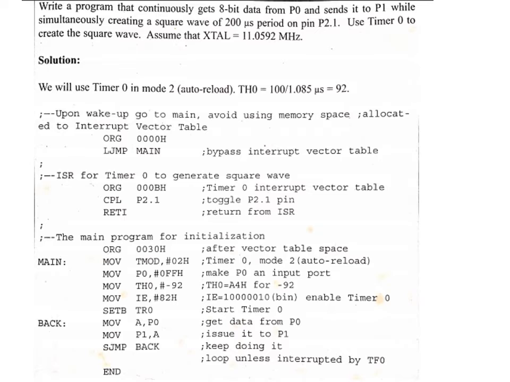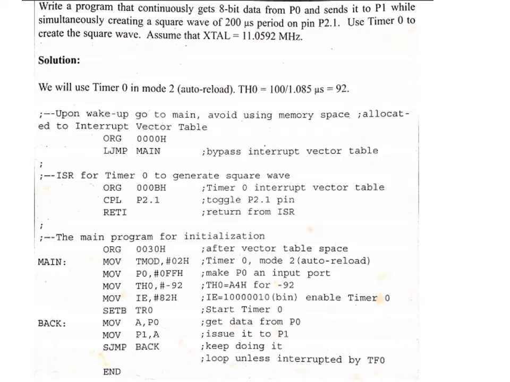Okay, and here we have to see first which interrupts are being used. Just a timer interrupt is used for generating a square wave, and you should not get confused with the question. It is said that from P0 we are sending the content to P1. We are not using serial communication here. If we were using serial communication, it would be mentioned in the question that the data is transmitted serially or received serially. Here you're just sending the data from port 0 to port 1.